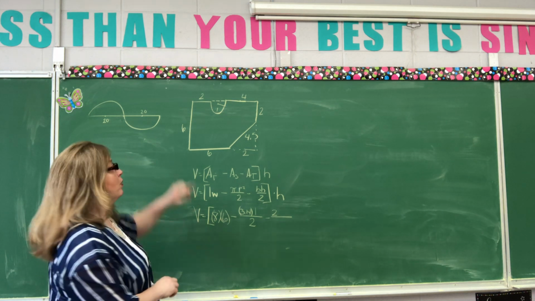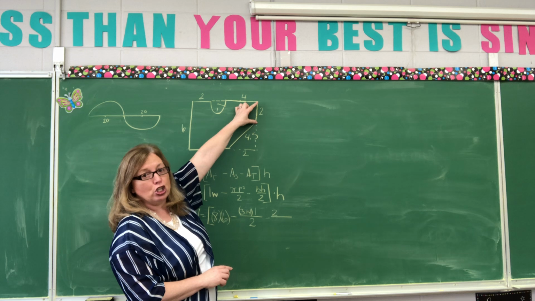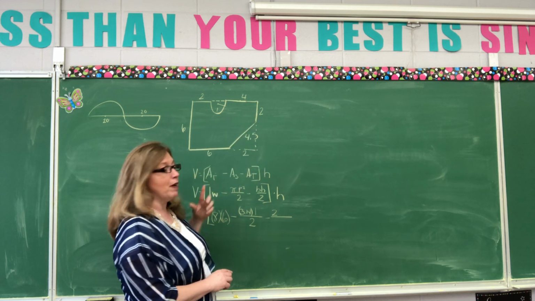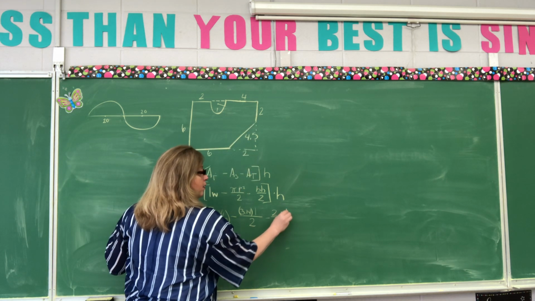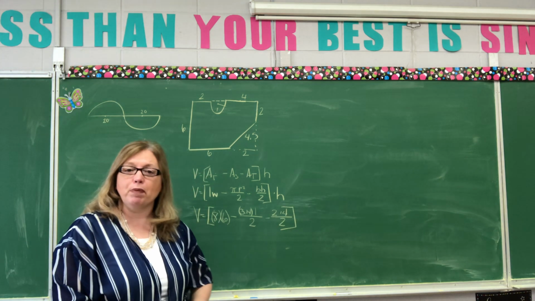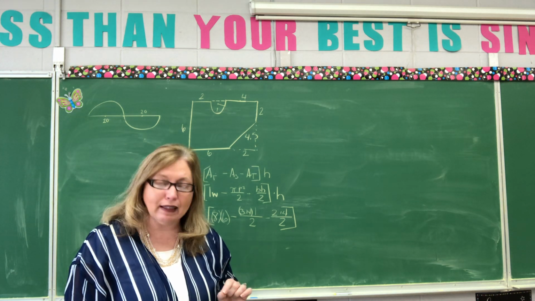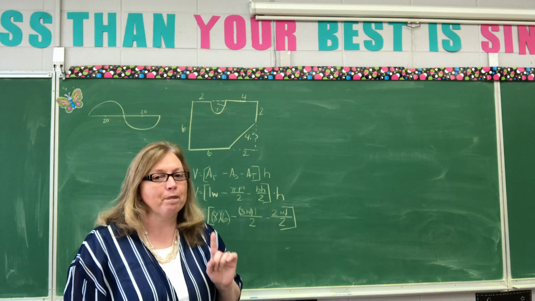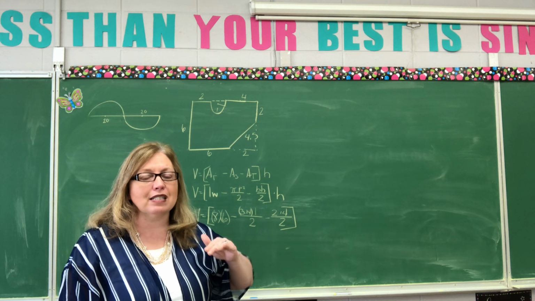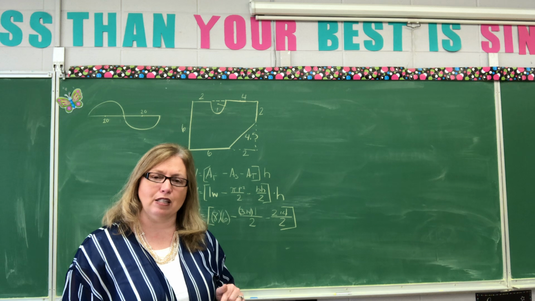What about the height? Well, the entire side is 6, and I know this much of it is 2, so what's left? 6 minus 2 is 4. Okay, we're going to divide that by 2. Then it says we're going to multiply the height. Look at your book. It says that the height of this is 3 meters, but where everything else is in centimeters, I need to convert that 3 meters to centimeters.